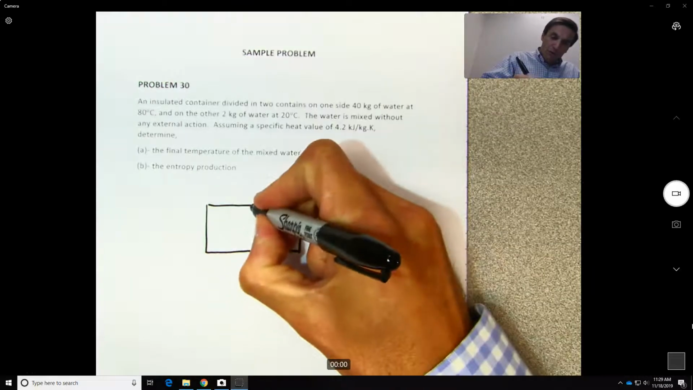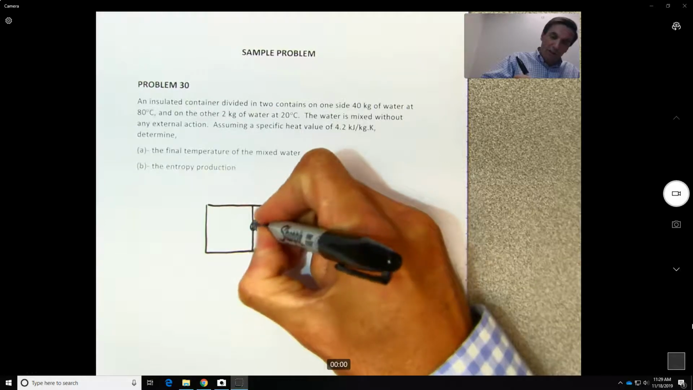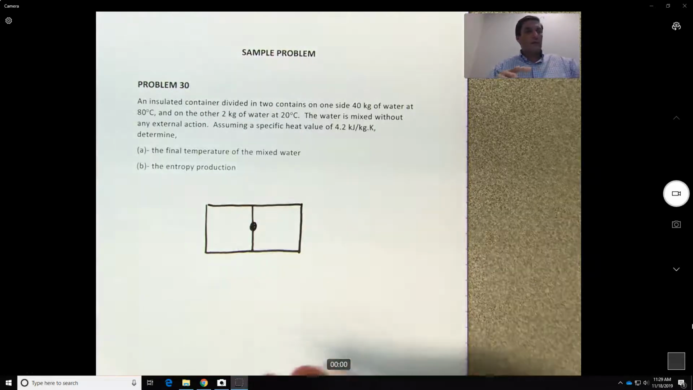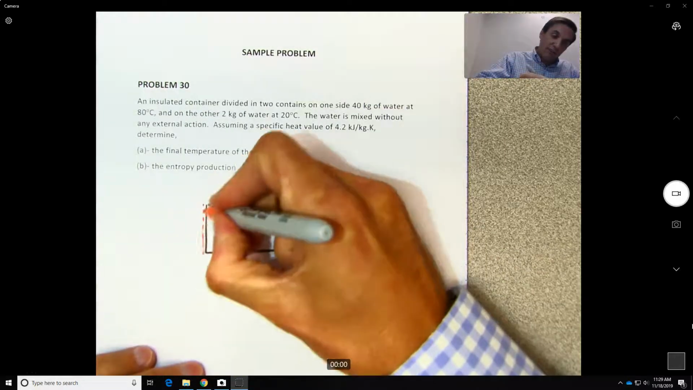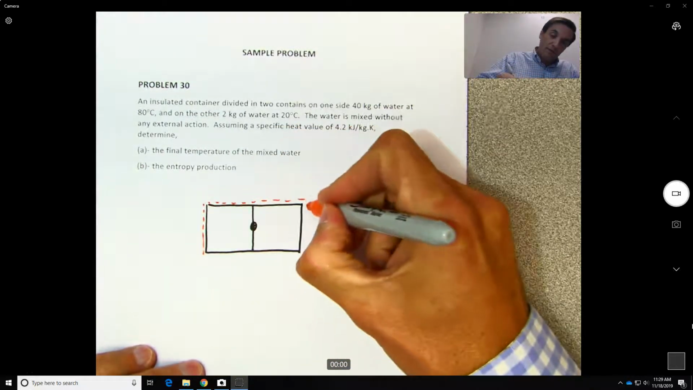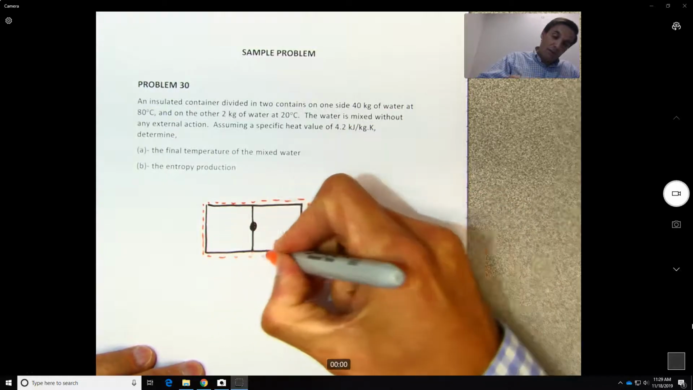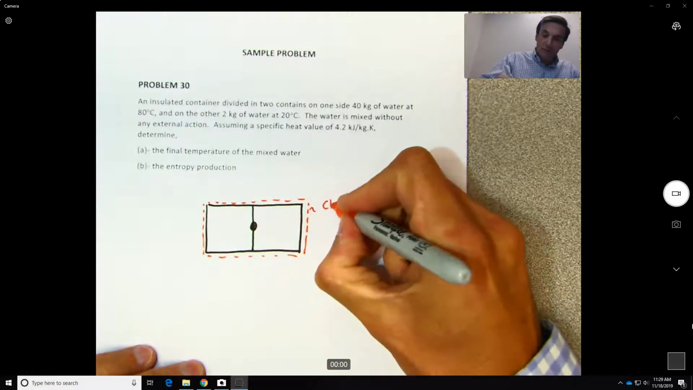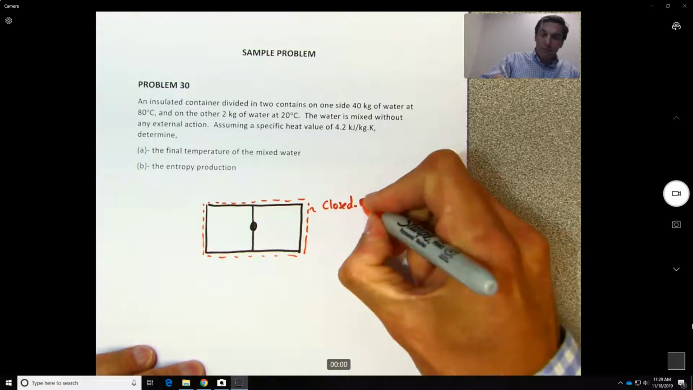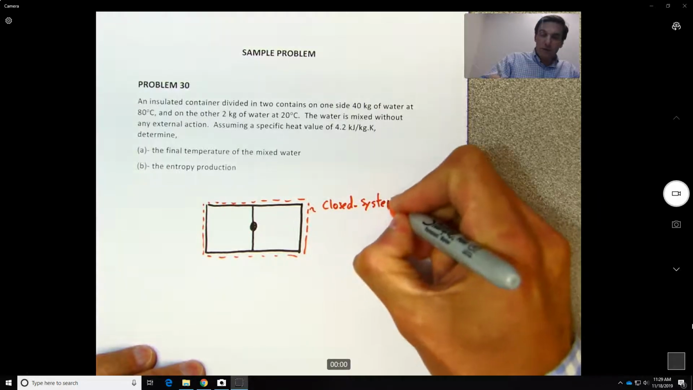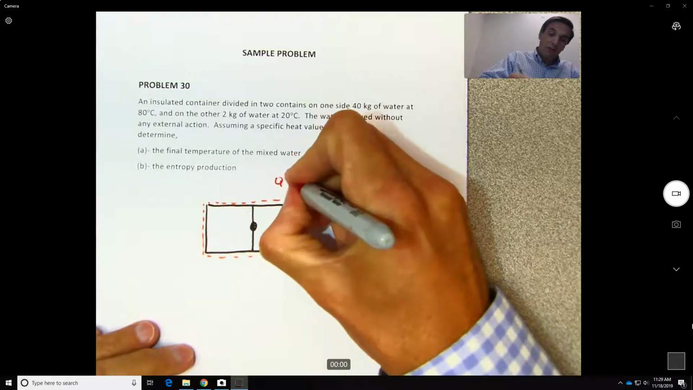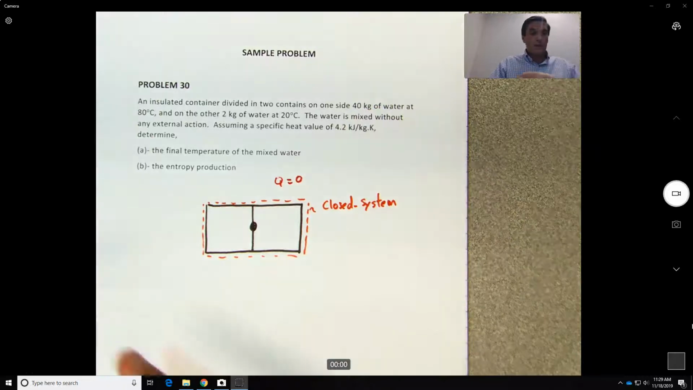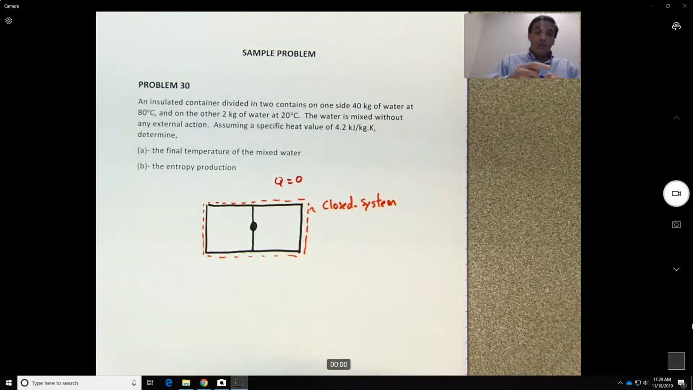So this is our rigid container, let's say it's connected by a valve. We know right away this is a closed system. Then they also tell us that it's insulated, so what does that mean? Q equals 0. Contains water.